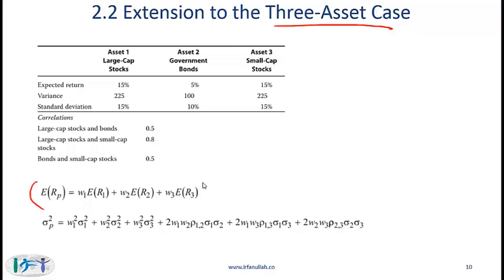The expected return of the portfolio is simply the weighted average. So that is not a problem. And if you think about the variance of the portfolio, it is just an extension of what you saw in the 2-asset case. These two numbers come straight from the 2-asset scenario. And if you have a third asset, then it only makes sense that you have W3 squared, sigma 3 squared.